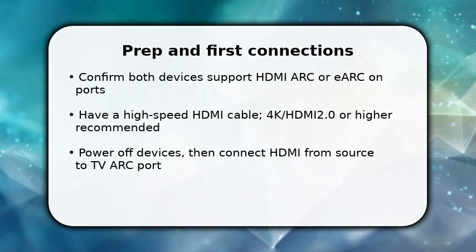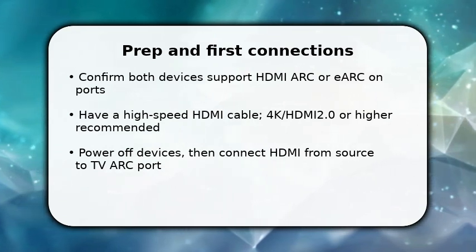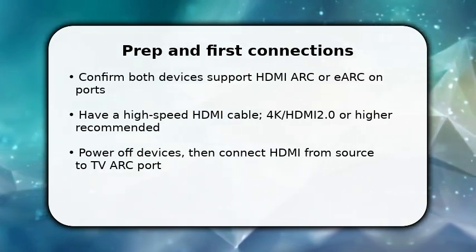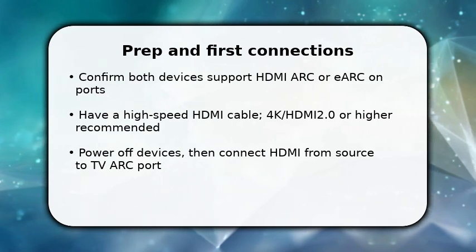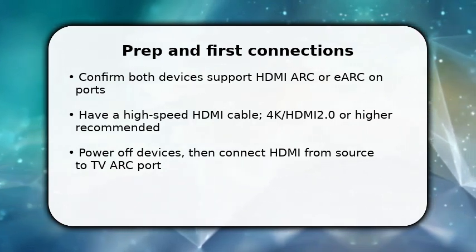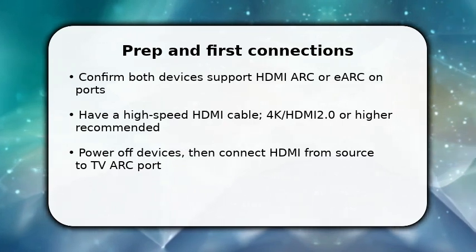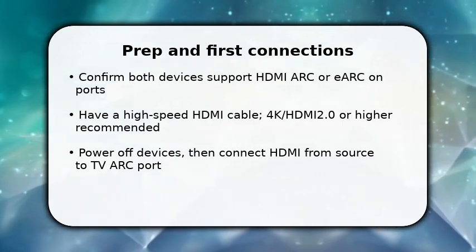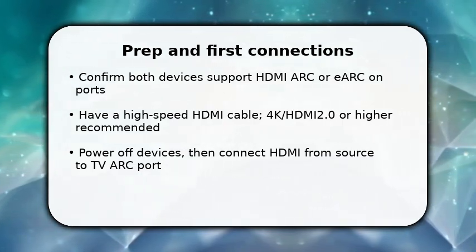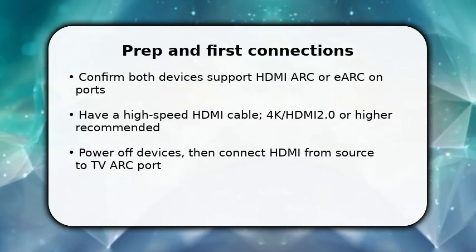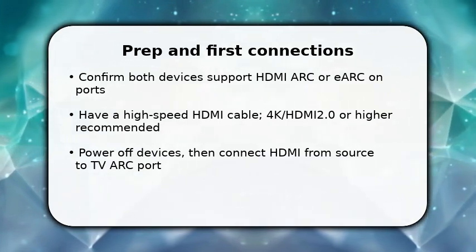Once verified, power both units off to prevent handshake errors, then plug a high-speed HDMI cable into the TV's ARC-labeled port and the soundbar or AV receiver's HDMI ARC input. Make sure the cable is fully seated. You do this first to ensure the devices can negotiate audio channels and control signals when powered on.